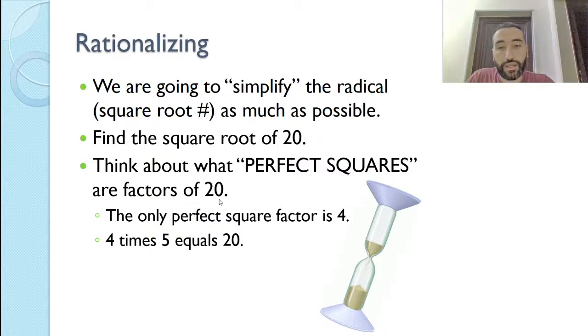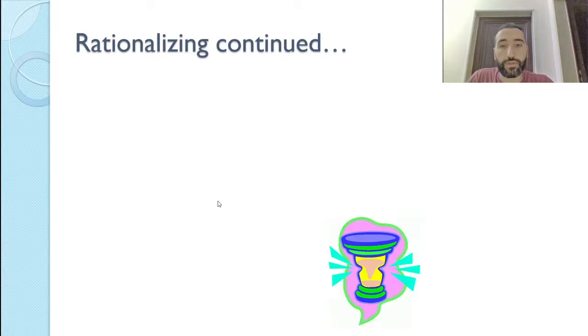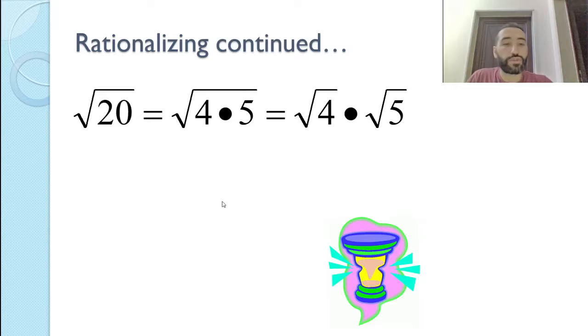Okay, so I write 4 times 5 equal 20. So what should we do? What is the rule? We write radical 20 as radical 4 times 5, right? Because now 4 times 5 is equal to 20. And also 10 times 2 is equal to 20, but I don't write it.